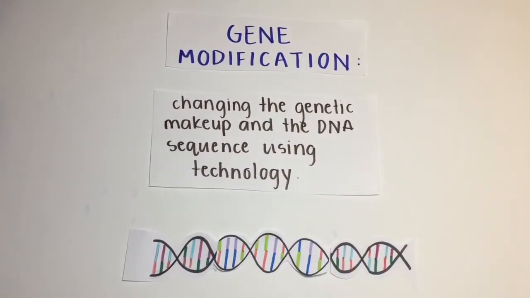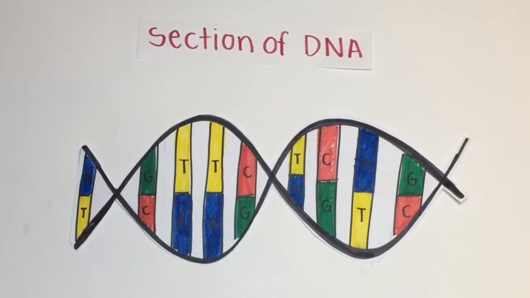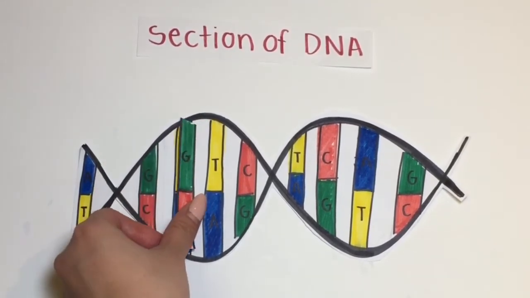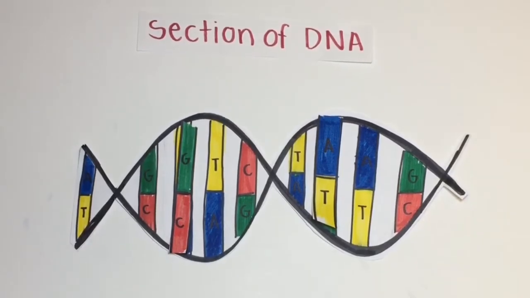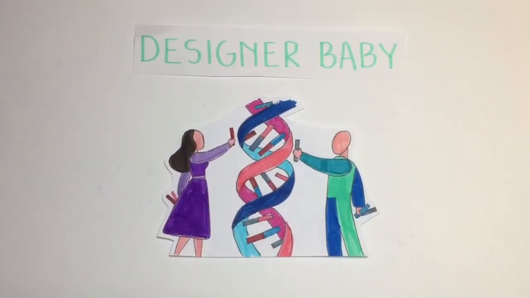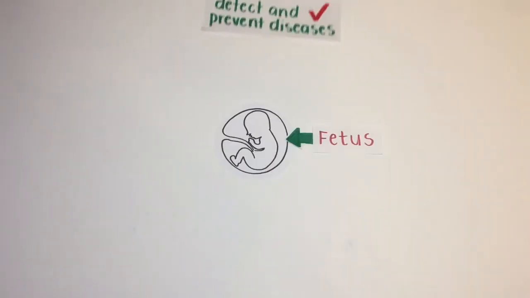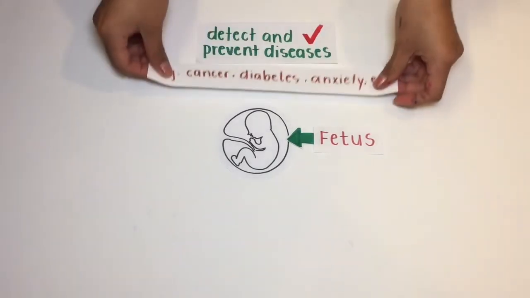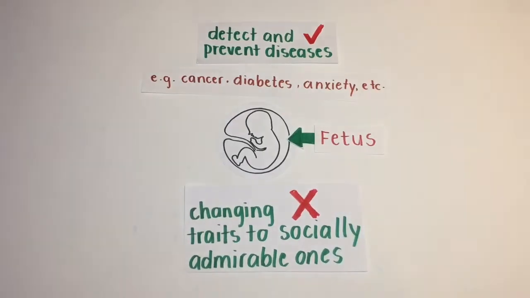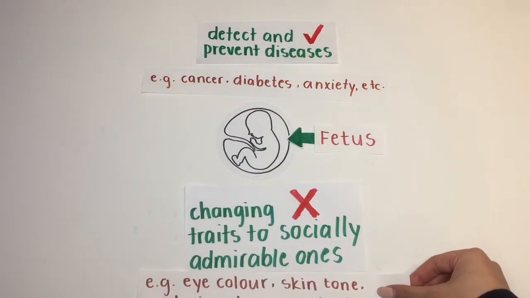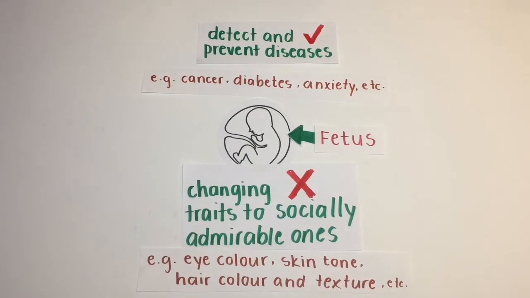In 1972, scientists discovered gene modification, the process of changing the genetic makeup and the sequence of DNA using technology. DNA sequences can be changed since DNA is an adaptable molecule, and thus, people can alter a person's genes and physical traits before birth. This process is known as creating a designer baby. Most bioethicists believe that restrictions for designer baby technology should not involve its use to detect and prevent disease, but should prevent the technology from being used for socially admired physical or aesthetic traits to prevent genetic discrimination.